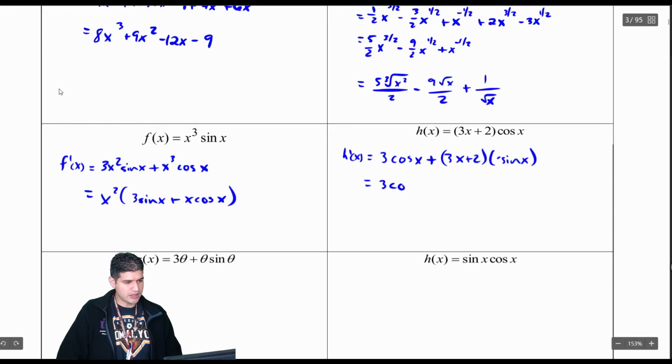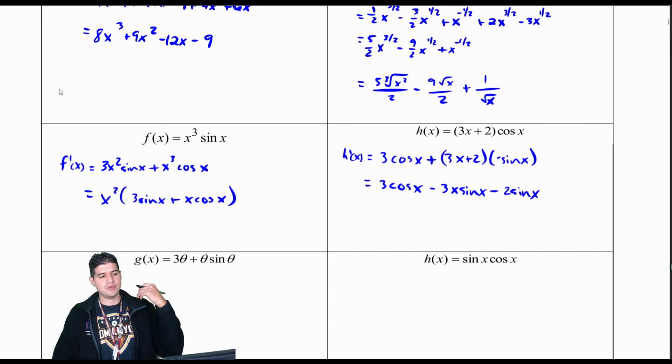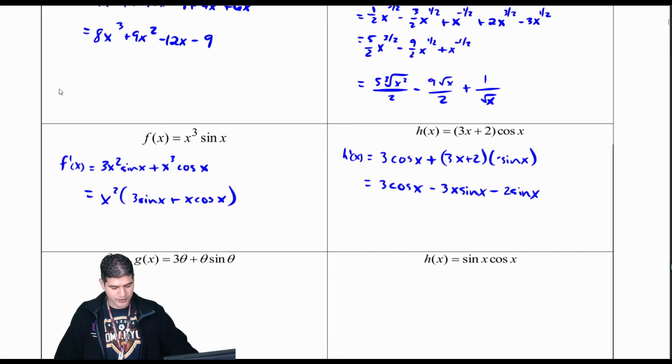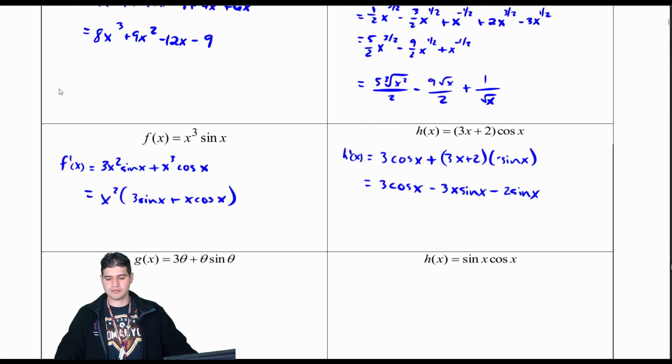So 3 cosine x, I guess I'll distribute that negative sine x, so that's going to be minus 3x sine x minus 2 sine x. All right, because I'm distributing that negative and the sine of x into both of those terms, 3x and 2. There doesn't seem to be anything that I can simplify here, so that looks like that's going to be our final answer. Again, using those tools that we learned in Module 2 for the derivatives of sine and cosine.